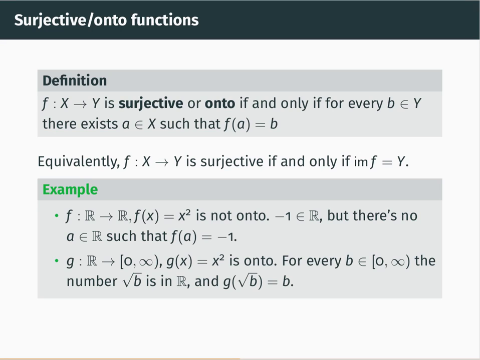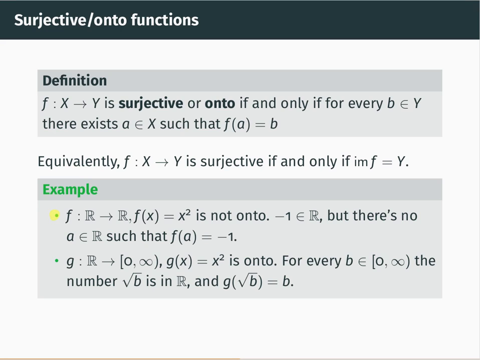Now we could rephrase the definition of being surjective or onto using the image as we defined it on the previous slide. Another way to define surjectivity would be to say that f, a function with domain x and codomain y, is surjective or onto if and only if its image is equal to its codomain. So the function g, which we saw on the last slide, was surjective because its image was equal to its codomain, and the function f from the last slide was not surjective because its image was a proper subset of its codomain. Let's look at some new examples here.